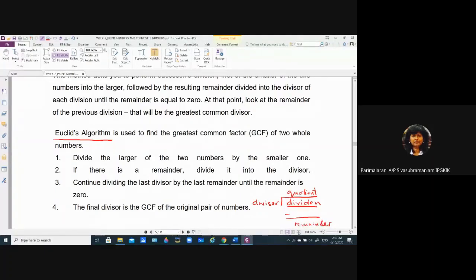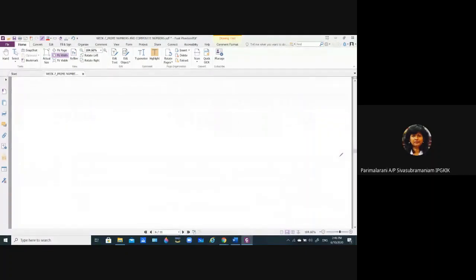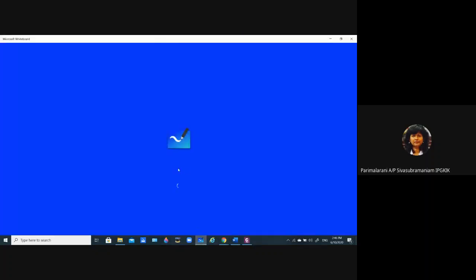So when you do division, you need to know these 4 terms. The number inside is the dividend. The number that you divide with is called the divisor. The answer is the quotient, and whatever is left over after you divide is the remainder. Now we are going to look at how to divide two numbers to find the GCD. We will come back to this example later. Let's do some easy work first.